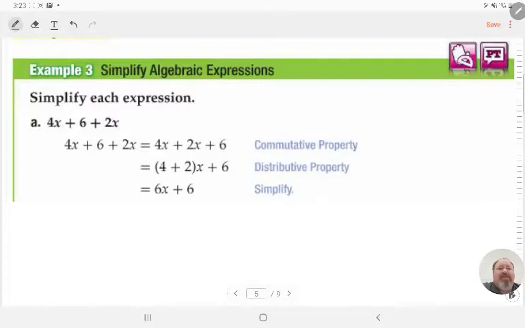We have 4x plus 6 plus 2x. So if we needed to, we could use commutative property and put 4x plus 2x, so we put them together. And then we can add, or distribute in reverse. We add the coefficients. So 4 plus 2 is 6. So that would be 6x plus 6. Okay?